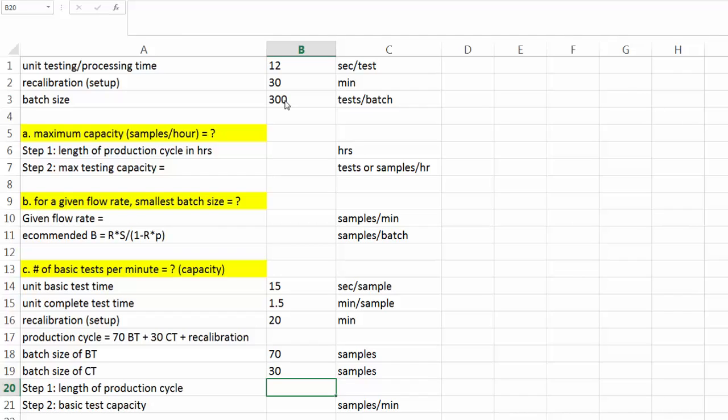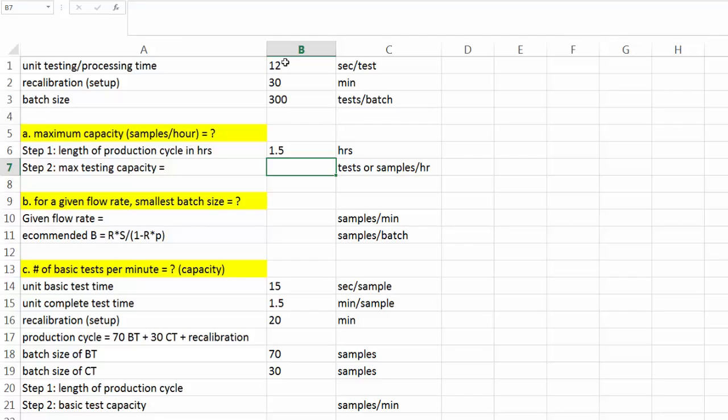Let's do that in two steps. Step 1, let's find out the length of the production cycle in hours. It's going to be equal to setup time in hours plus batch size times unit testing time. But be careful, over here, testing time is in seconds, and 1 hour has 3600 seconds. That's how we can convert that into number of hours. Return, and we get that the length of the production cycle is 1.5 hours.